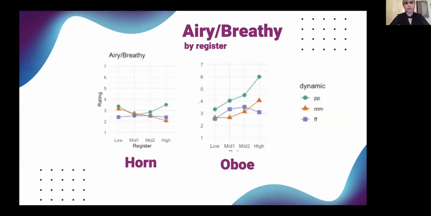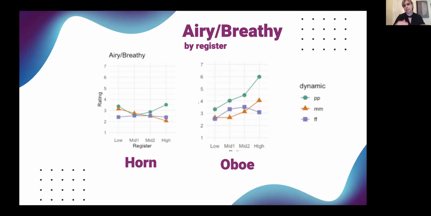Here is a very quick sampling of what some of the results looked like. This is the airy breathy dimension for the horn and the oboe. On the x-axis, I have 4 registers, which I call low, middle 1, middle 2, and high, and the rating is on the y-axis. With the horn, there's really not that much variation, and it's not necessarily predictable. It's a little different at each dynamic level. But it's a much clearer trend for the oboe.